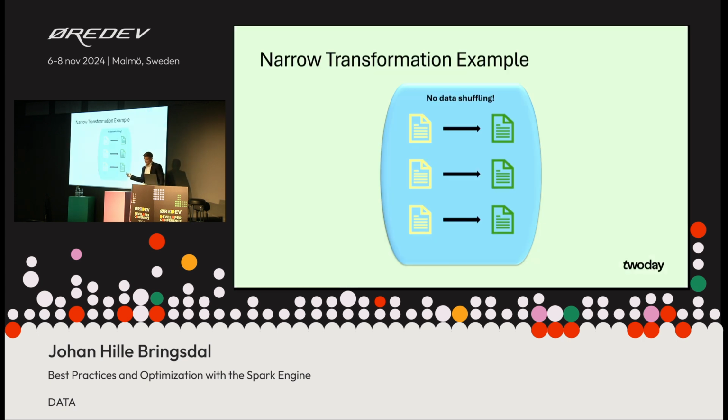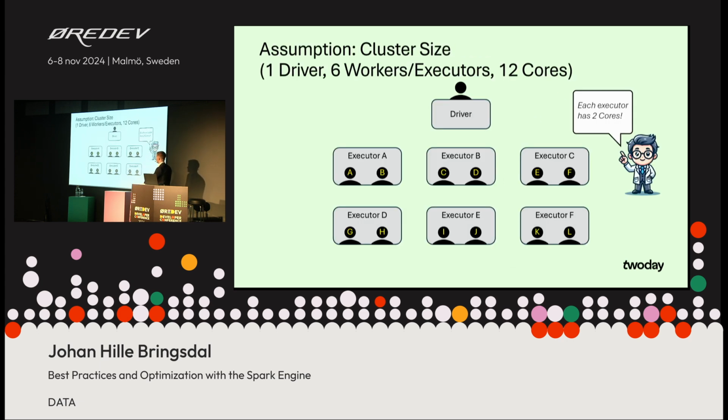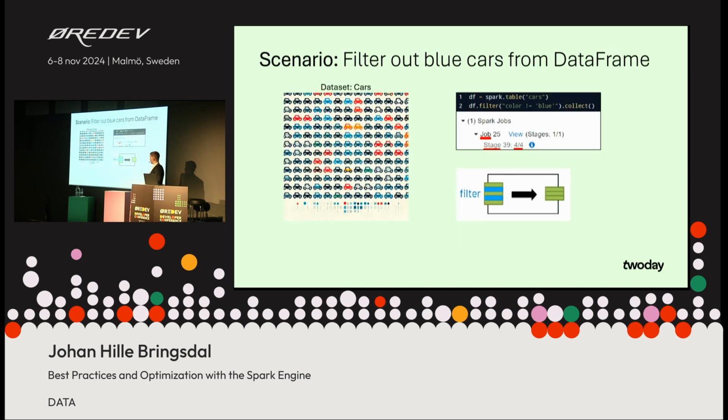Now I'm going to go through a narrow transformation example in depth. This is the one we talked about before, where you do not need any data shuffling between each query. In this case, we have a cluster with 1 driver and 6 workers, where each worker has 2 cores. The scenario is that we have a data set called cars, and we want to filter out every blue car from this data set. It's quite a simple example, but it's interesting to see how it works.